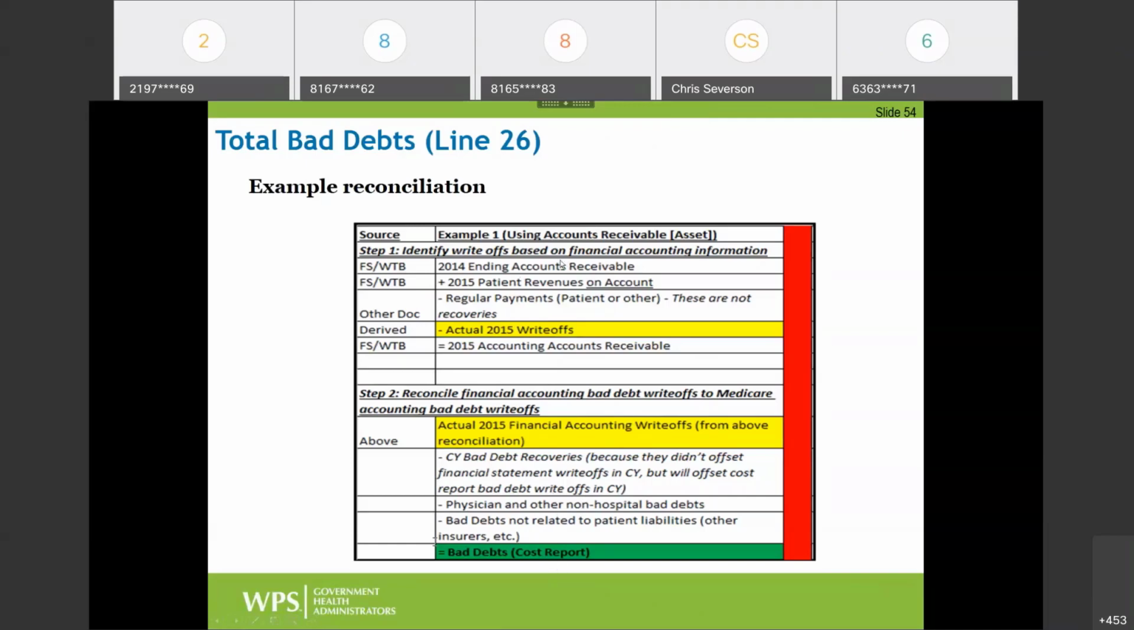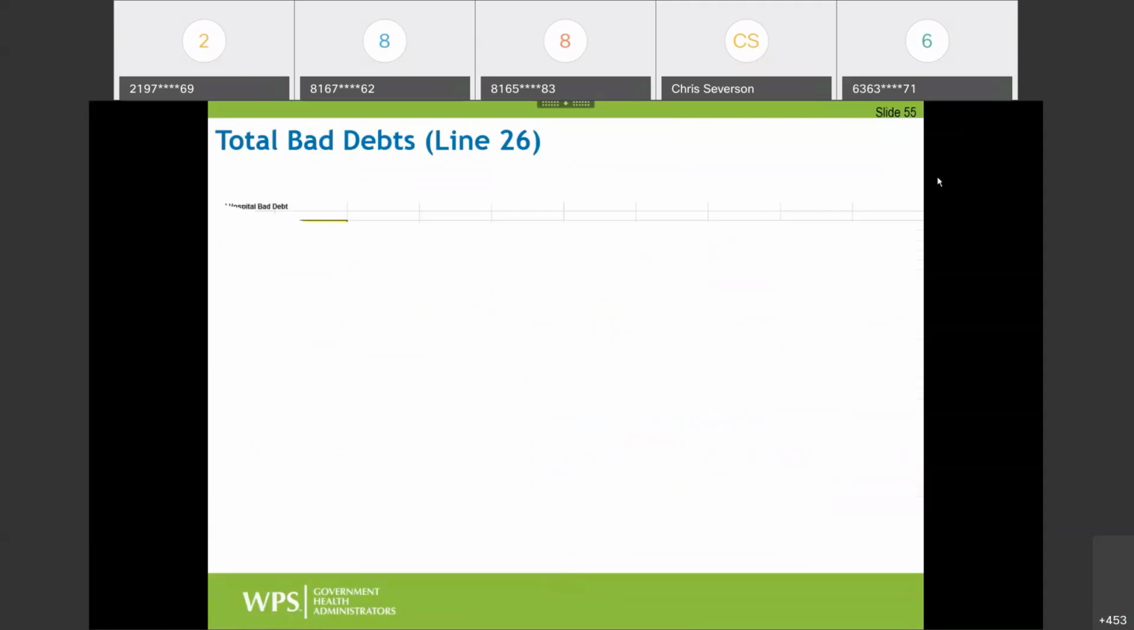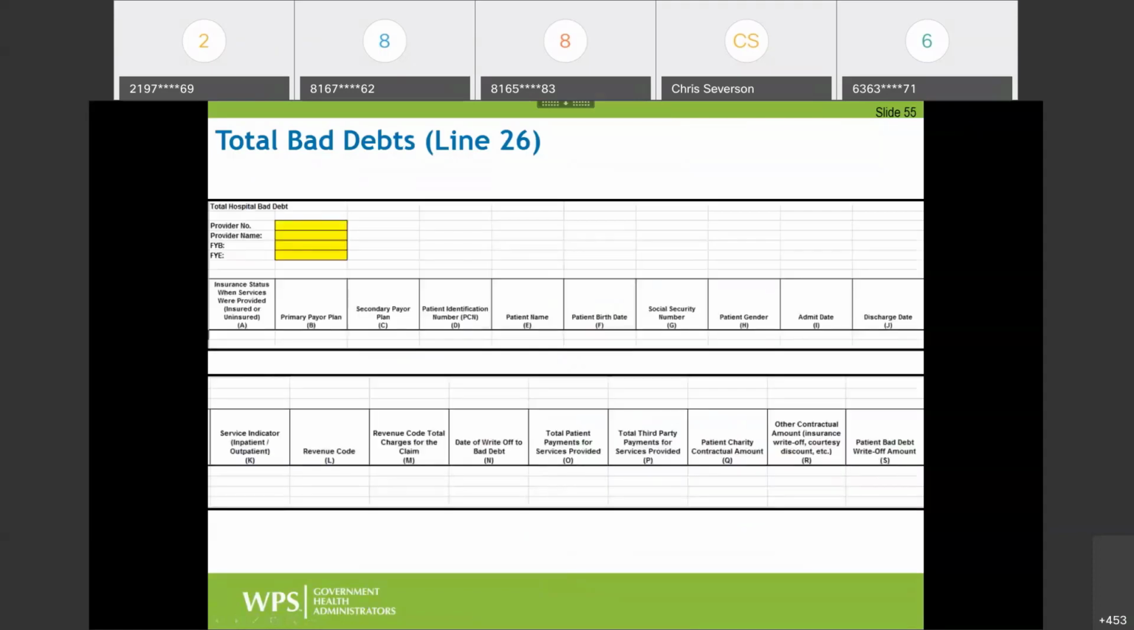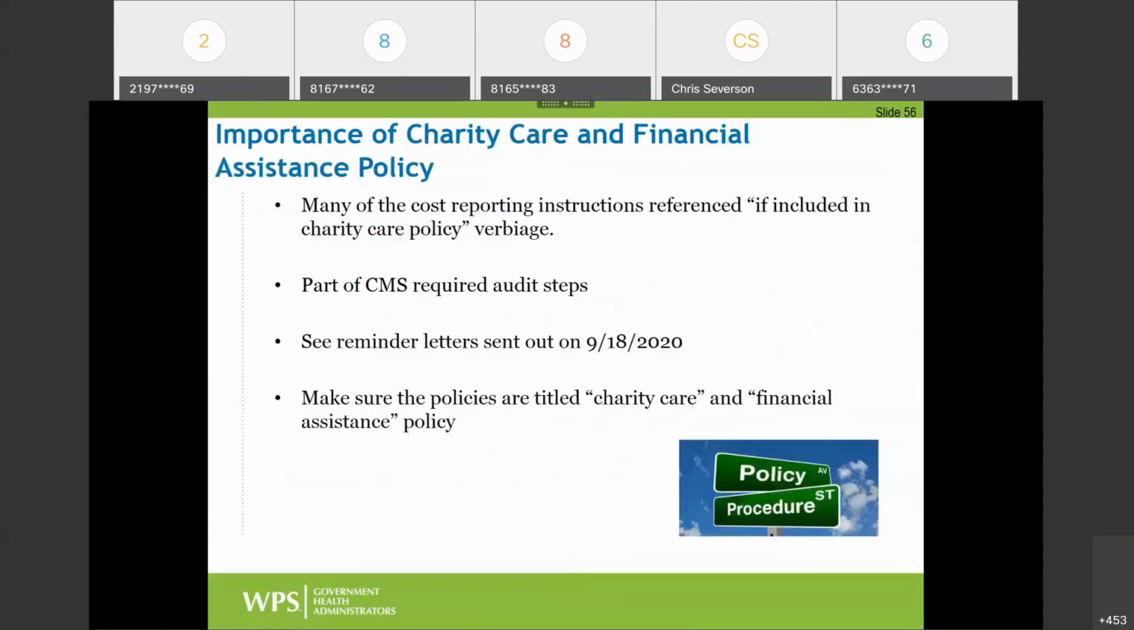If you can come up with some other reconciliation to show how the amount on your financial statements relates to the amount reported on your cost report, that would certainly be fine as well. The templates we'll get to in a bit, so I'll skip past those.